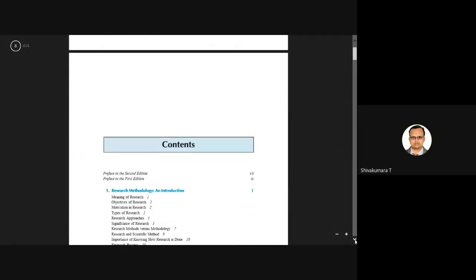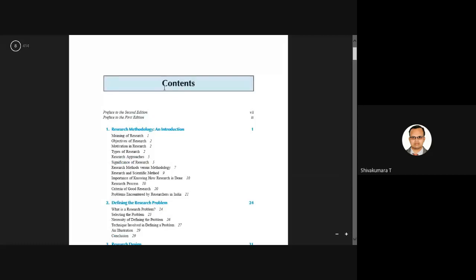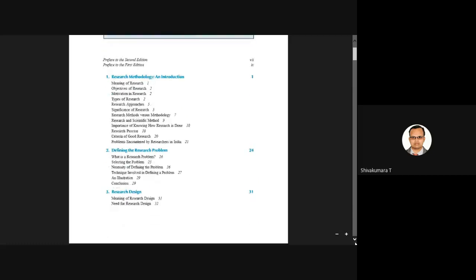And the next preliminary page is the contents page. Contents include all the main titles along with subtitles, along with the page numbers specified.